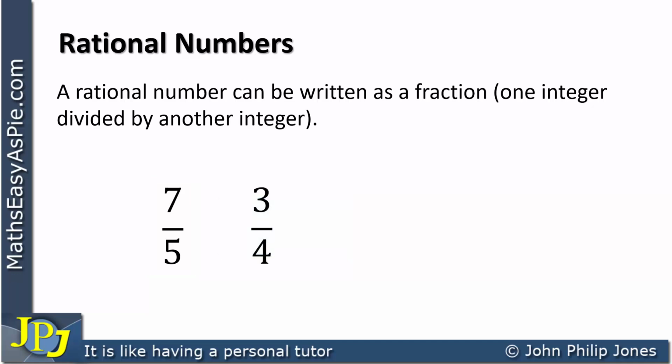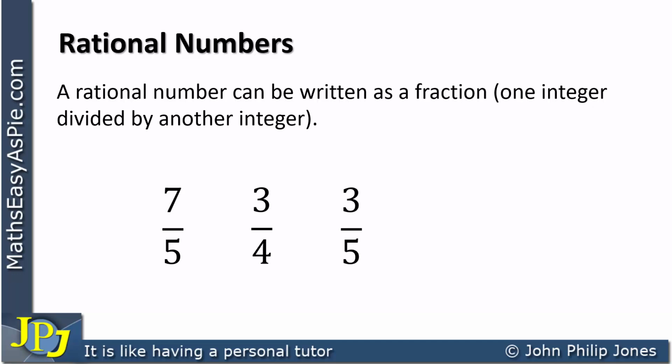What about 3 over 4? 3 is the numerator, 4 is the denominator. Is this an example of a rational number? Well, the answer is yes. There's a 3 on the top, which is an integer, and there's a 4 on the bottom, which is an integer. So there's an integer on the top and on the bottom. The 4 is dividing into the 3.